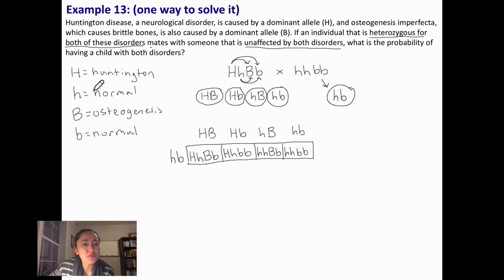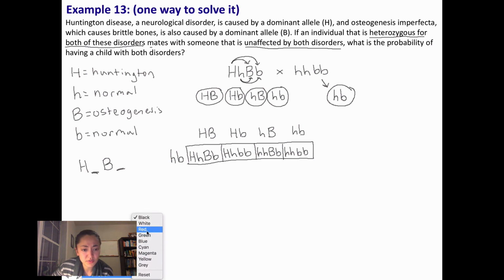It looks like both disorders are caused by the dominant allele. So that means my child would have to have a big H. Doesn't matter what the second allele is, because they will always express the dominant allele if they have even just one of them. And they would have to have a big B. The second allele for the second copy of this gene doesn't matter what it is, because once again, they just need one of each.